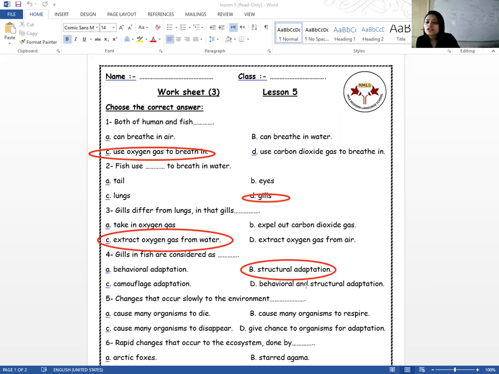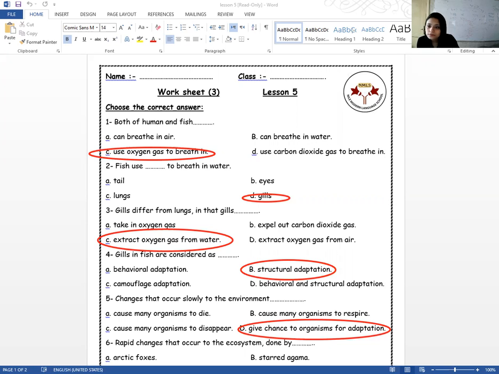Number 5, changes that occur slowly in the environment. If a change happens slowly, it gives a chance to the living organisms in this ecosystem to adapt, or for adaptation. Slowly gives living organisms a chance for adaptation.